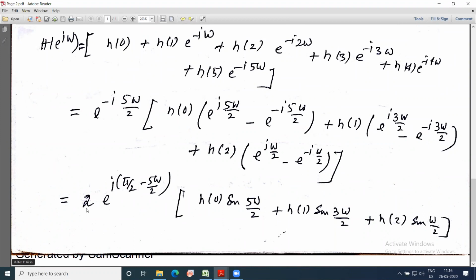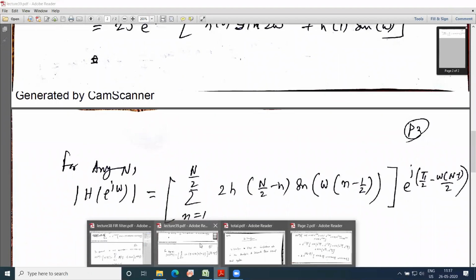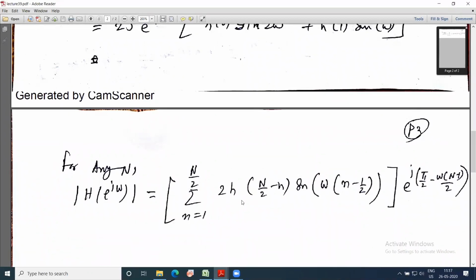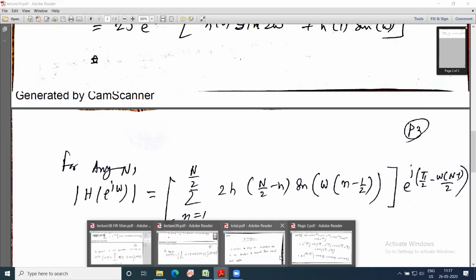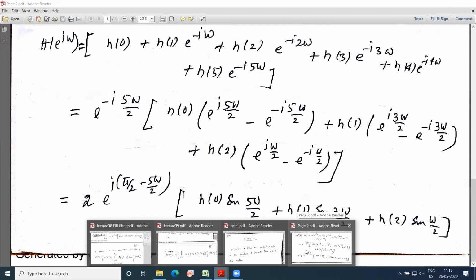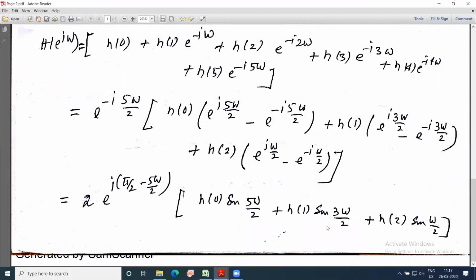Yes, sir. All right. Now h1 sine 3 omega by 2 and h0 sine 5 omega by 2. Now let us see here. If I put n equal to 2, n equal to 2 means 2h1. If I put n equal to 2 here, then there it will be 2h1 and sine what? It will be 3 omega by 2. What is here on page 2? If you look at 2h1, 3 omega by 2, 3 omega by 2.